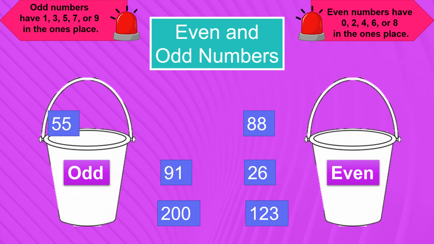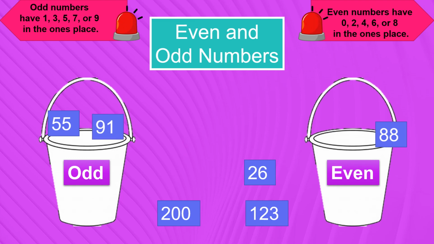Good job, boys and girls. The next number is 88. There's an 8 in the ones place, and some even numbers have an 8 in the ones place. Very good, it is even. The next number, 91. Look at the digit in the ones place. Very good, boys and girls. It is an odd number.